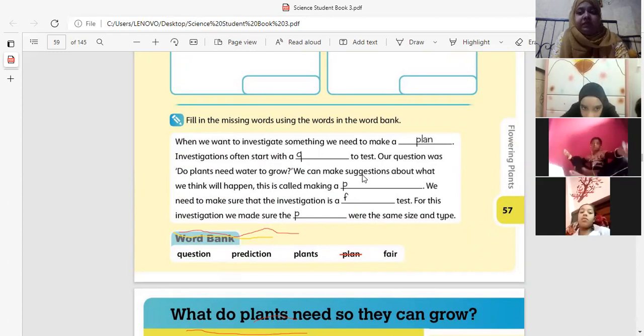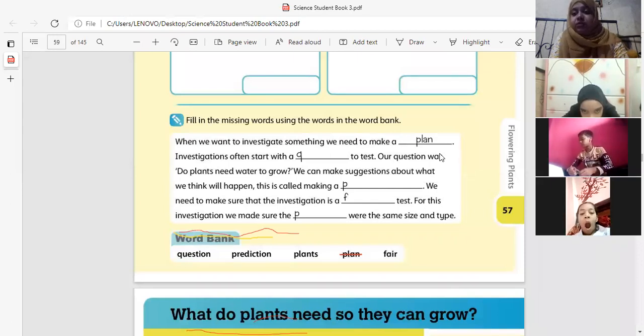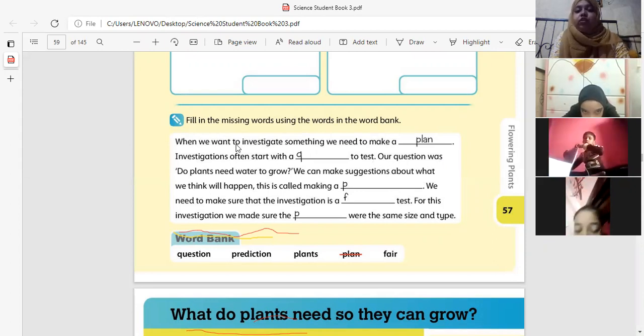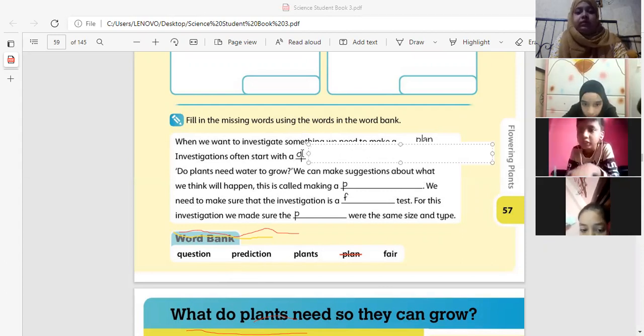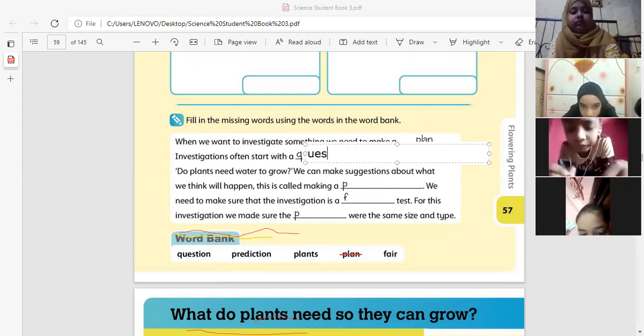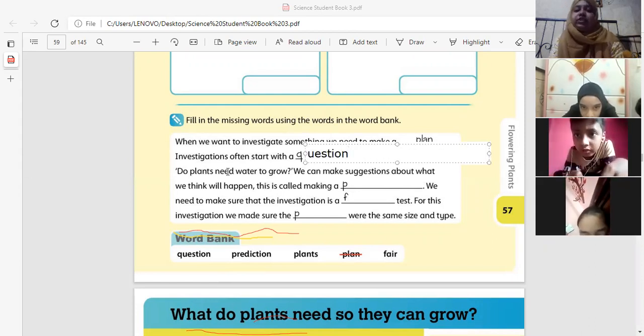Chalo, we'll quickly do this fill in the blanks. When we want to investigate something, we need to make a plan. Very important, fill in the blanks. You can get it in true or false. You can get it in fill in the blanks. Just pay attention. Investigation often starts with what? What does an investigation start with? Question, prediction, plans, or fair? Question, right?